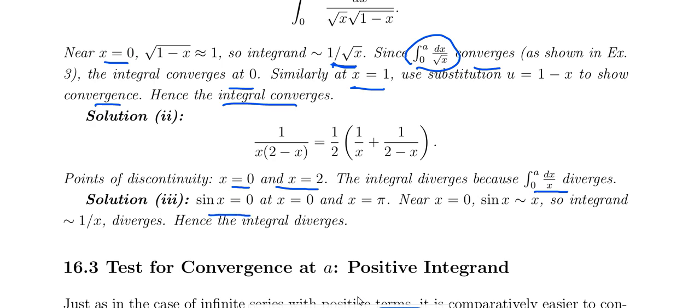In the third problem, sin x equal to 0 at x equal to 0, and sin pi x also equals 0 at x equal to 1. So near x equal to 0, sin x converges to near x. The integral becomes 1 by x.